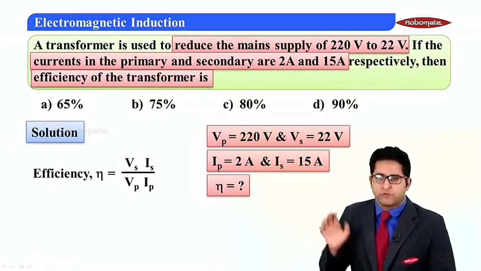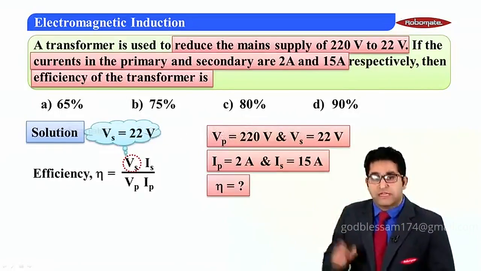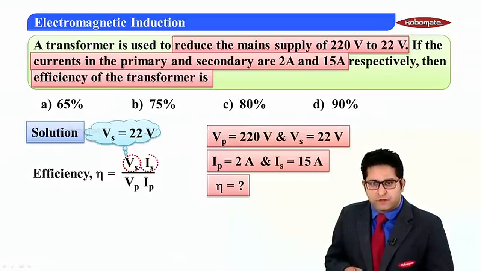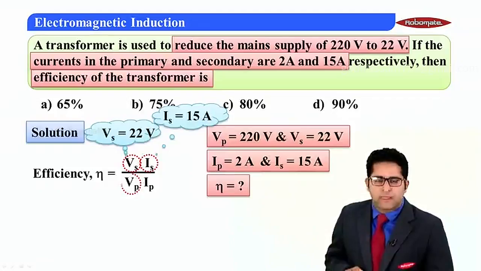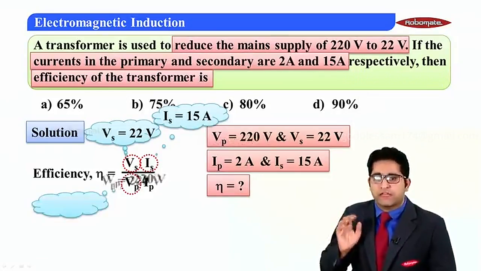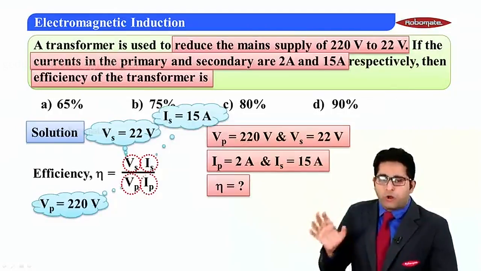So let us substitute the values. We know the value of VS. What is the value of VS? It is 22. We know the value of IS, it is equal to 15 amperes. We also know the value of VP, it is equal to 220 volts. And we also know the value of IP, it is nothing but equal to 2 amperes in this particular situation. So all values are known.